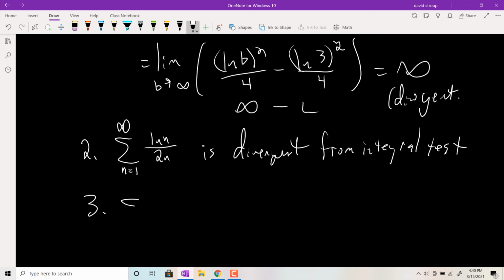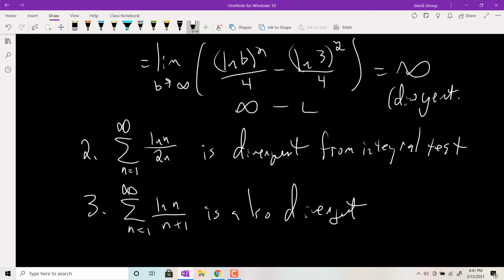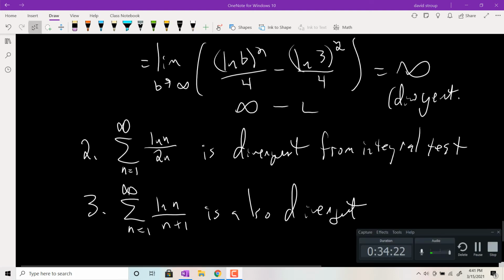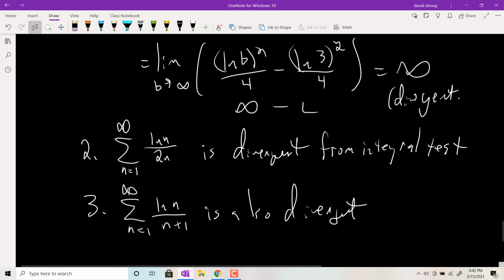Hence, the original series, because it is above that series, will also diverge. So ln of n all over n plus 1 is also divergent. Okay, sorry about that. I kind of butchered that one on you. Okay, so let's do one more.